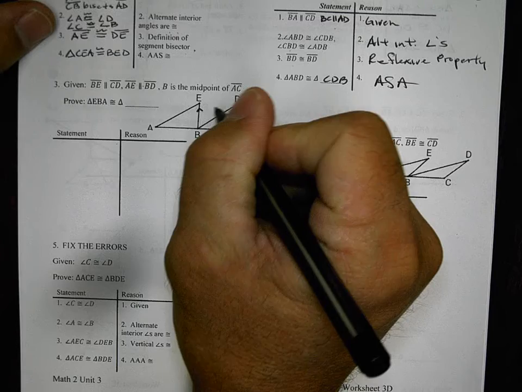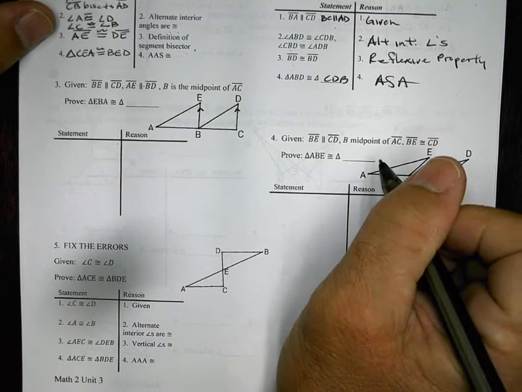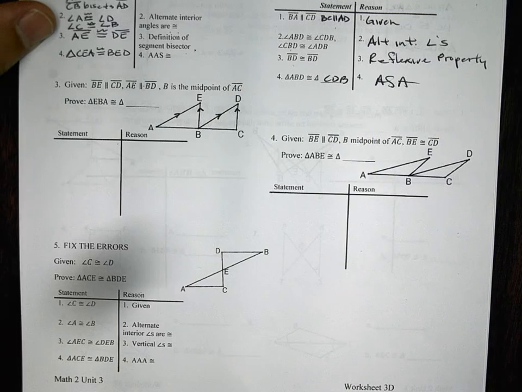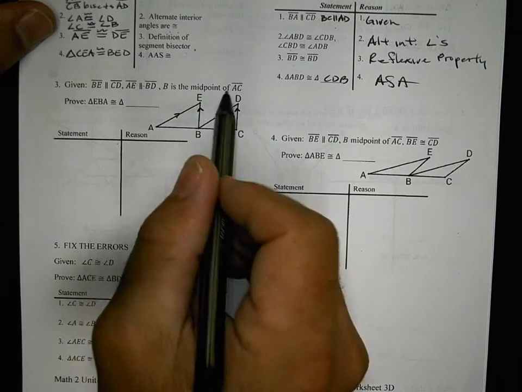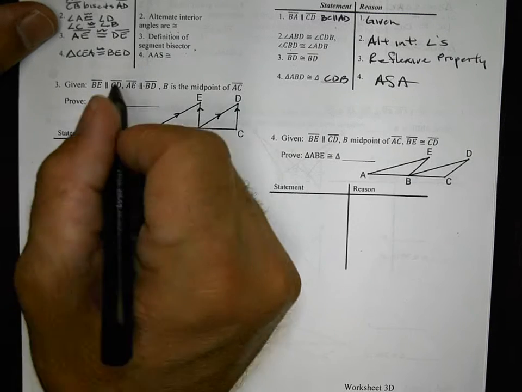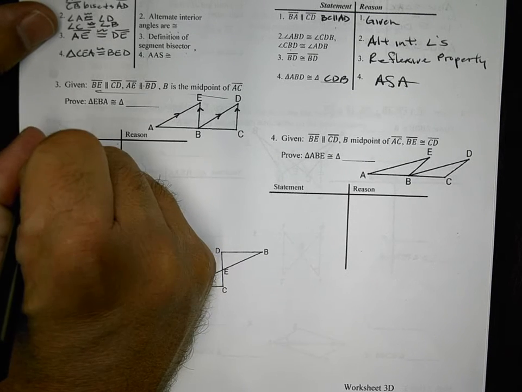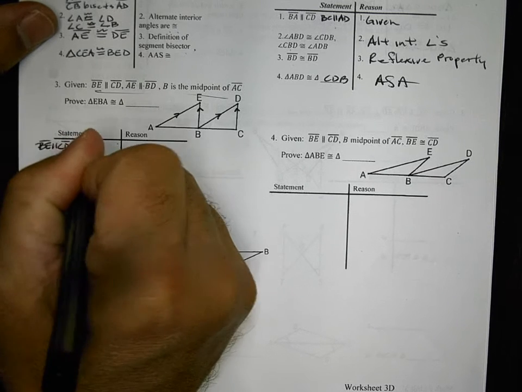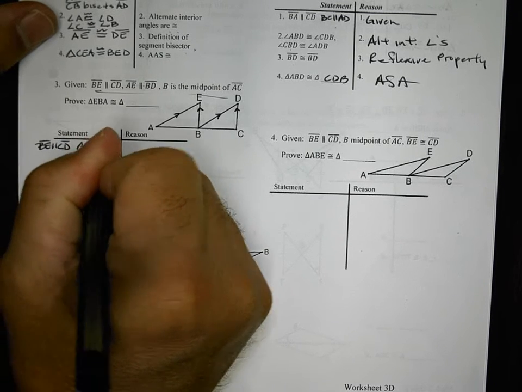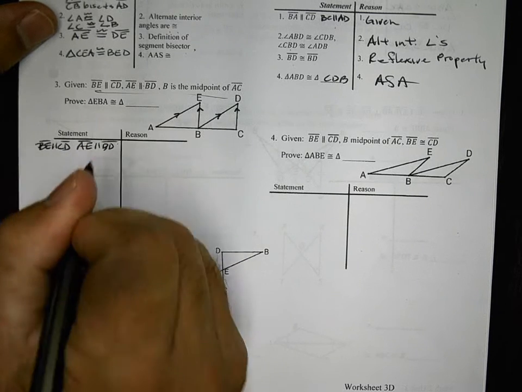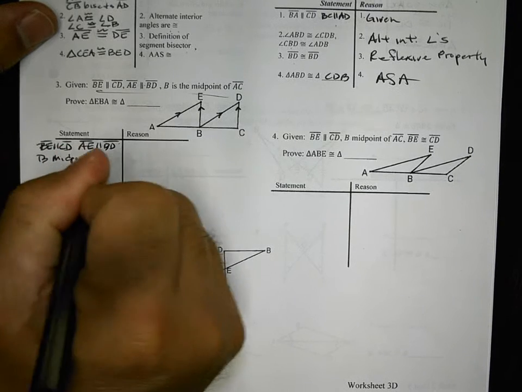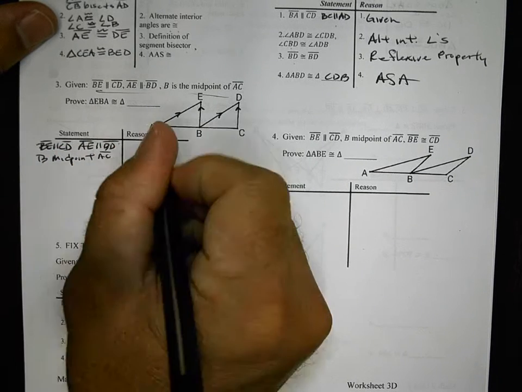Number 3, BE is parallel to CD, and AE is parallel to BD. B is the midpoint of AC. So, given, I'm going to write all this given down here. BE is parallel to CD. AE is parallel to BD. And B, midpoint of AC. That's all given.